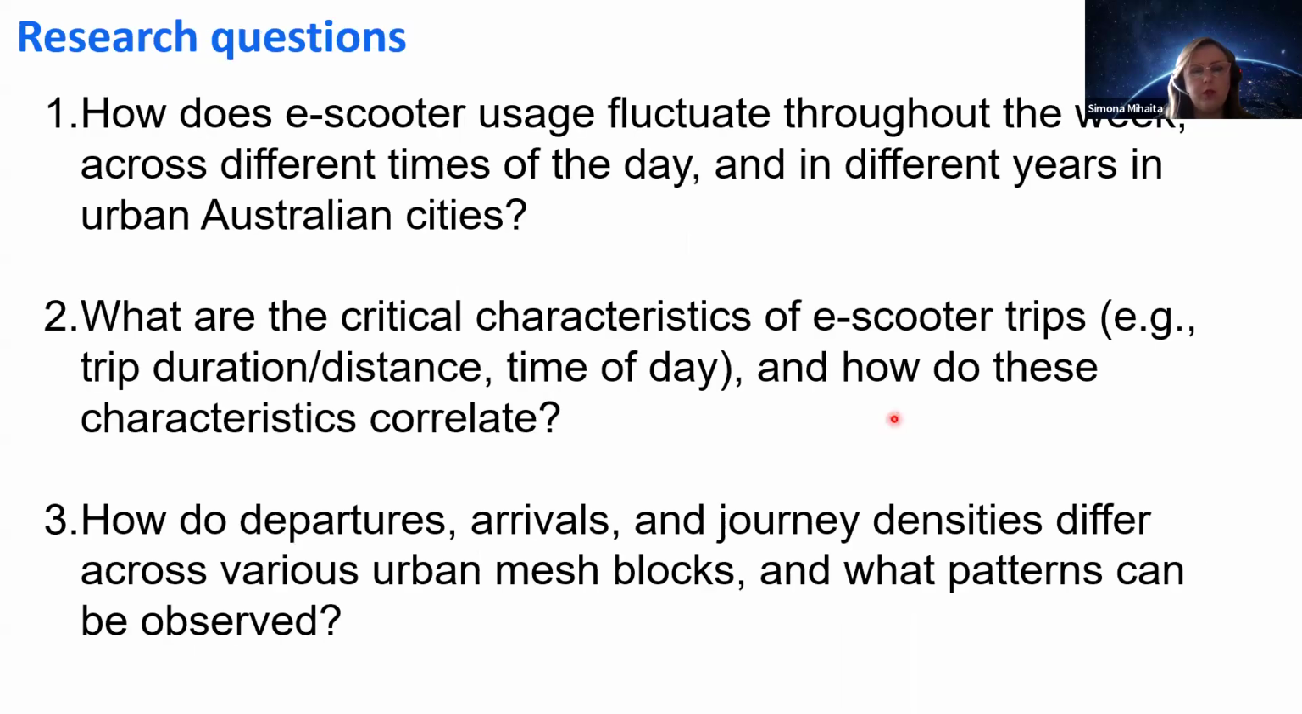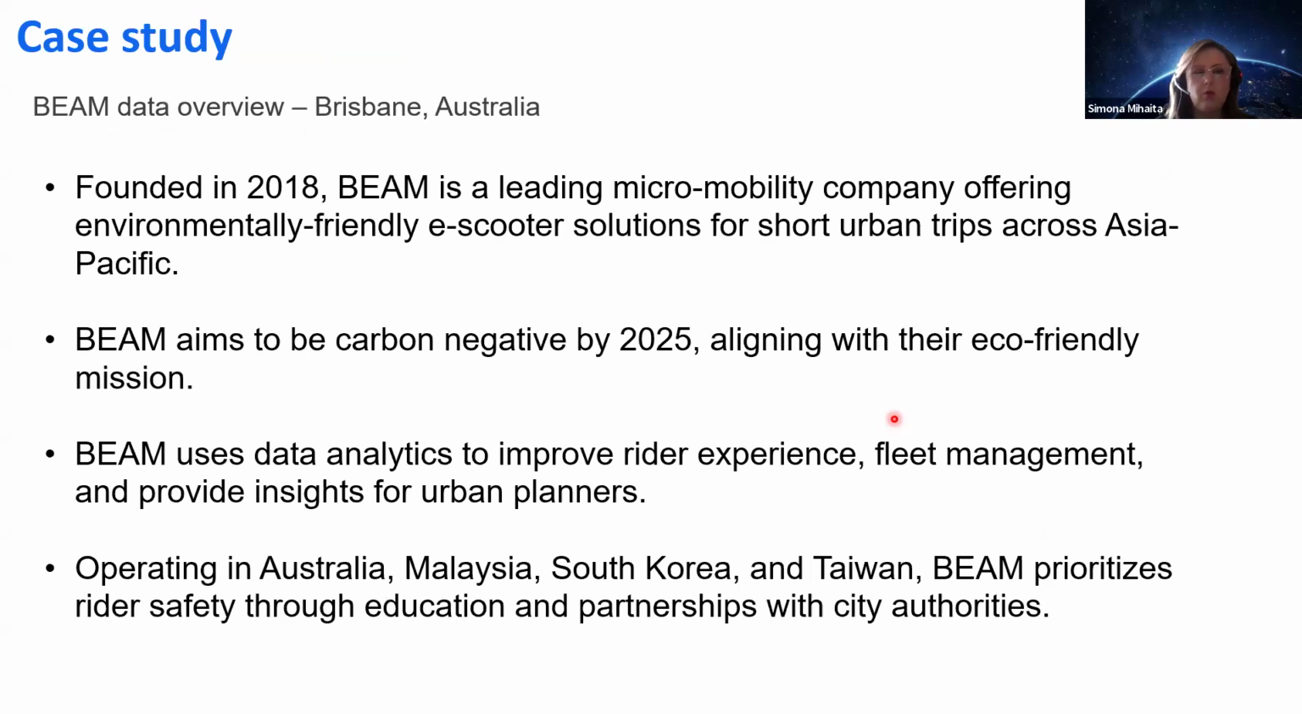So what did we want to find out with this study? We wanted to know whether e-scooter usage fluctuates throughout the week. Are there specific times of the day that people prefer to use them? What are the characteristics of a scooter trip? For example, on average, how much time do people like to travel on e-scooters? Is there any correlation or influence between these features? Also, we wanted to know whether departures, arrivals, or journey density are different in various areas, and why that would be.